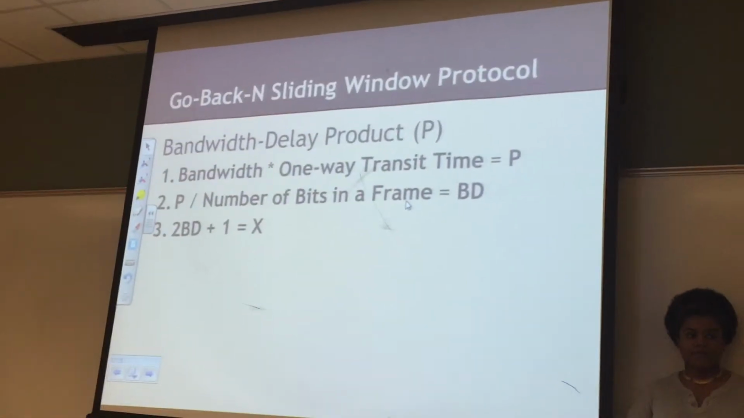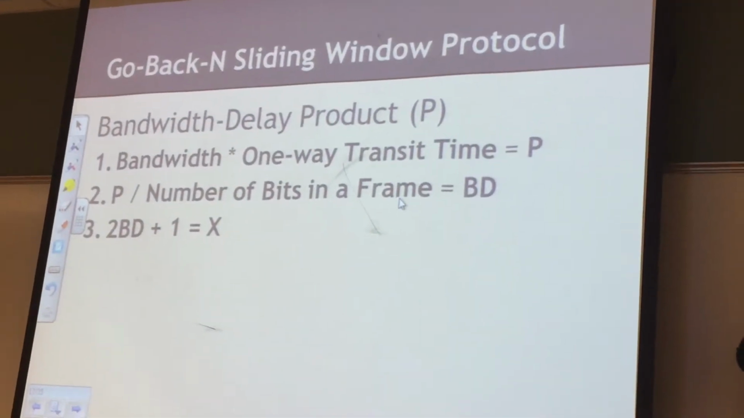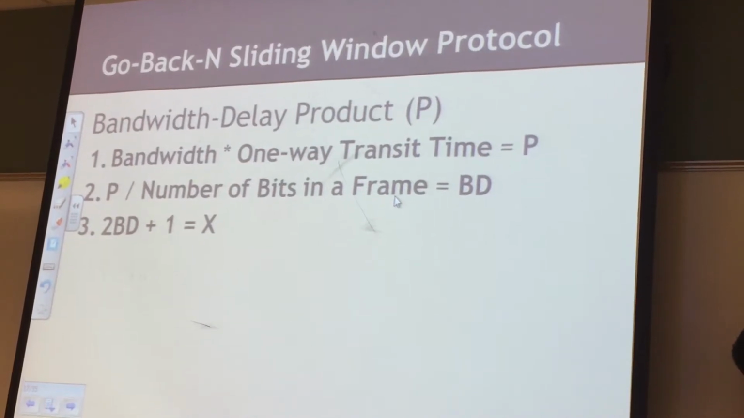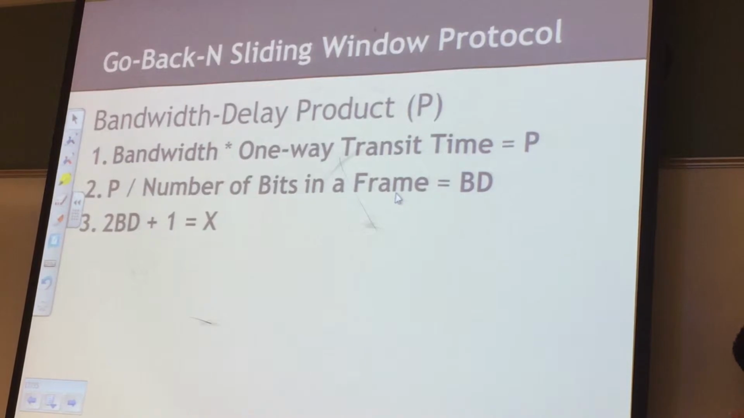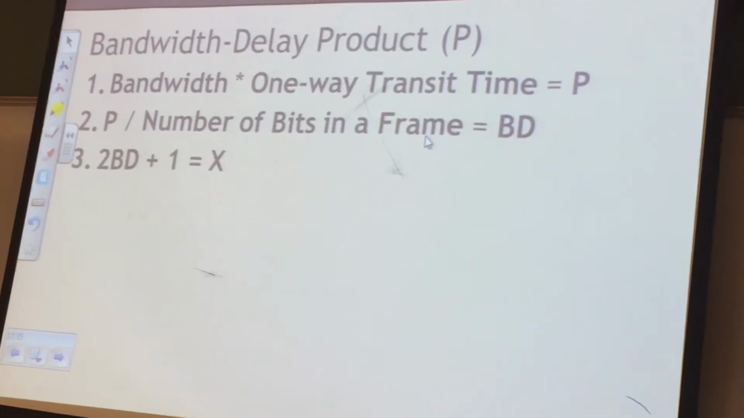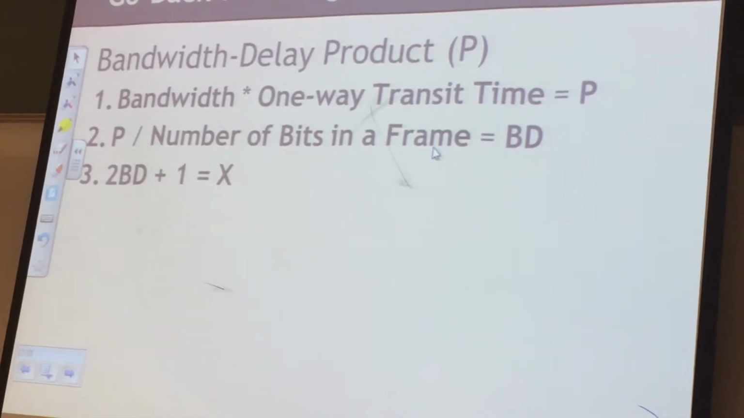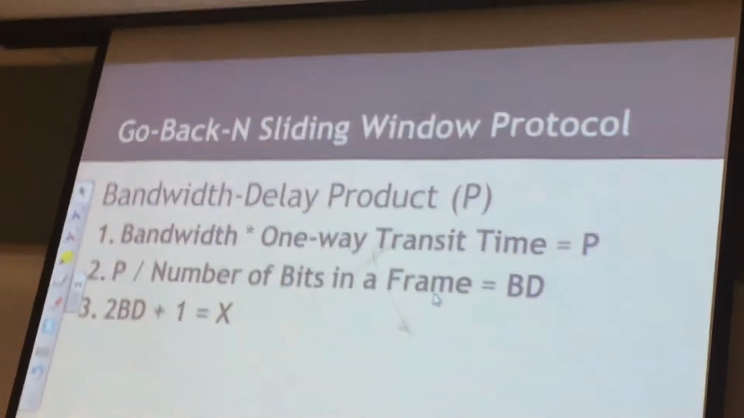And I would like to discuss for a moment the bandwidth delay product. So you have the bandwidth, you multiply it by the one-way transit time. That gives you P, which is the bandwidth delay. You divide that by the number of bits in a frame, so you get the bandwidth delay product per frame. Multiply it by 2 because it's one way, so it needs to go there and back, and the +1 is for the acknowledgement of the frame. It must receive a complete frame before it can send the acknowledgement back.